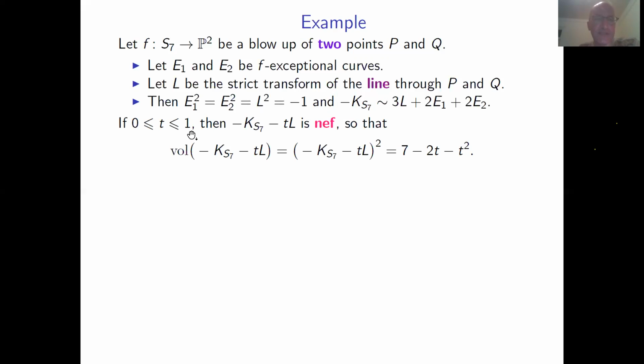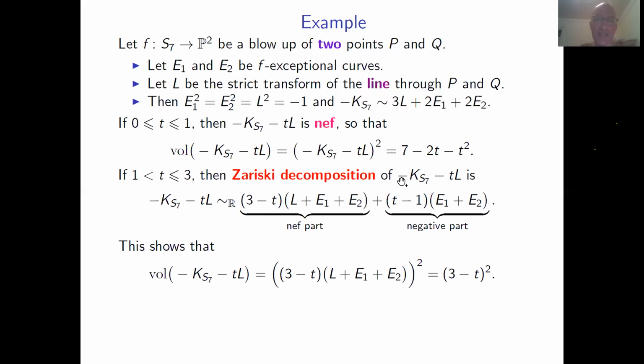First of all, you look at this divisor, and the only interesting number is this volume. If this divisor is nef, the volume is just the square, the volume of a nef divisor. So you just compute. This is the function 7 minus 2t. If t is larger than 1 and up to 3, you have to use the Zariski decomposition of this divisor. So you have to split this divisor as a nef part and a negative part, a bunch of curves which has a negative intersection form.